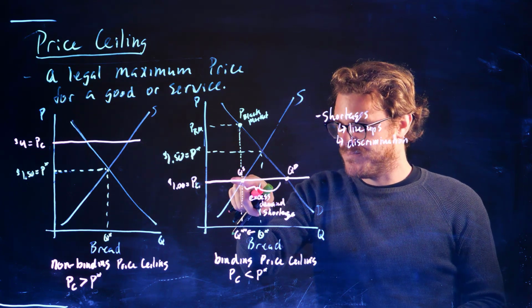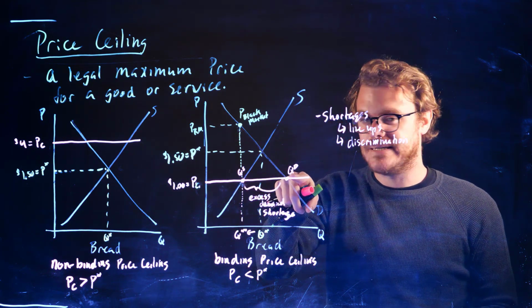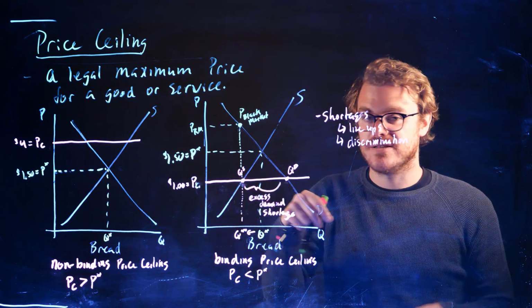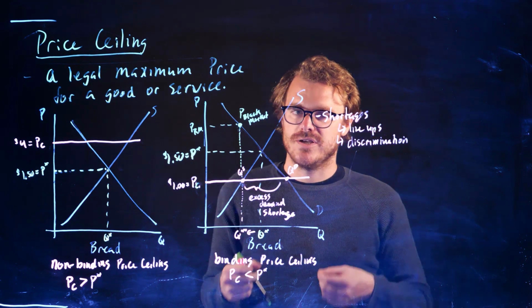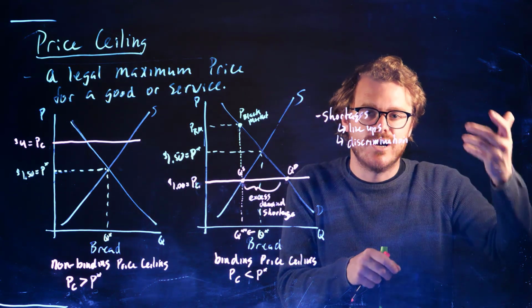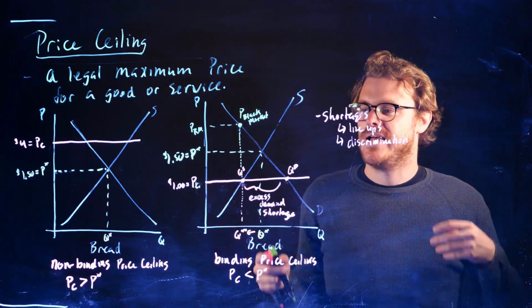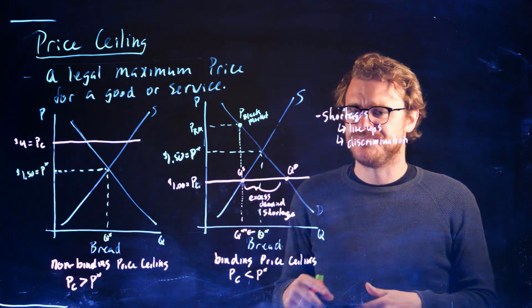So at this binding price ceiling, quantity supplied is less than quantity demanded. So we have excess demand. So at that price, there's a shortage of bread. This shortage of bread is going to cause like long lineups as people wait for bread to be put on shelves. Think about what happened with things like toilet paper during COVID. Everyone's like waiting for it to come back on the shelves, and immediately it's going away.